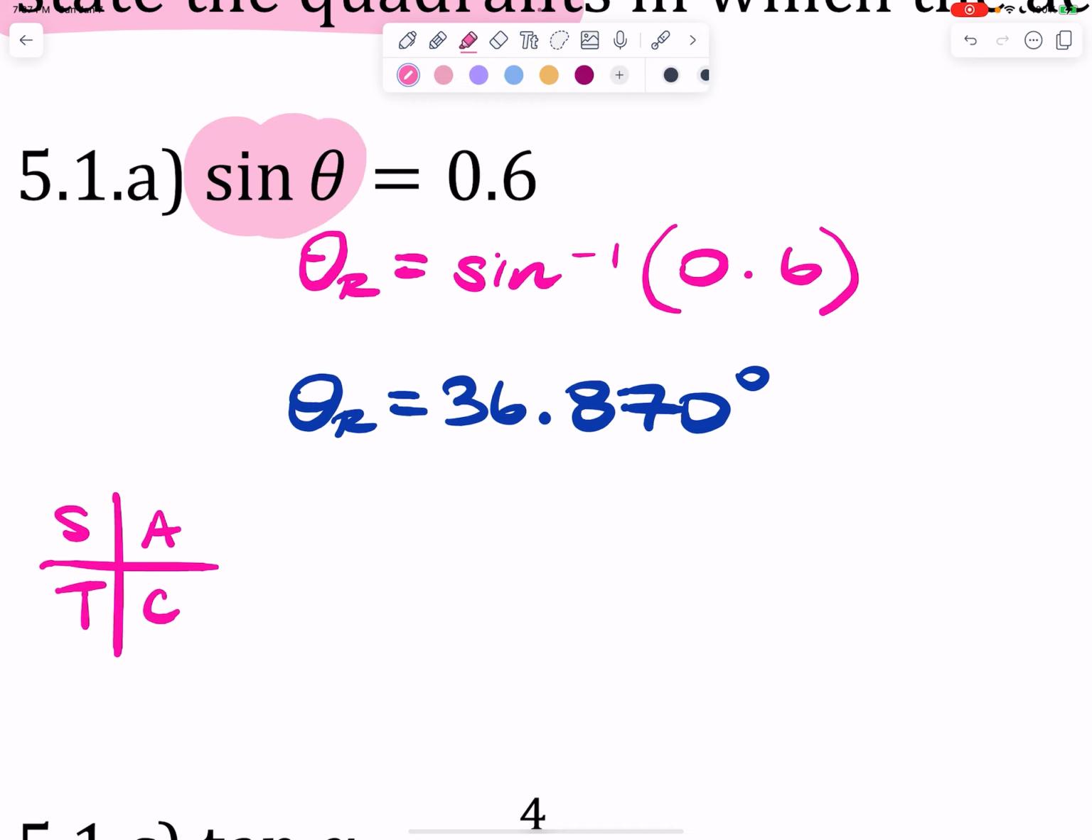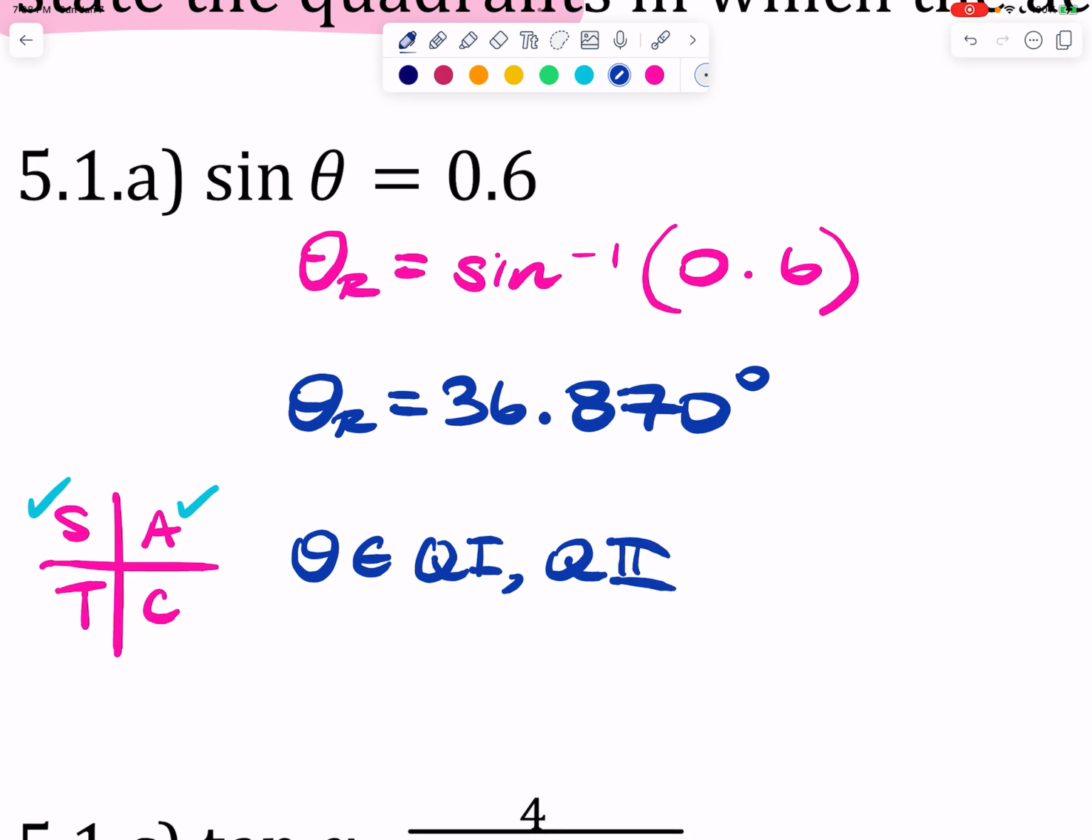We note that the sine ratio is positive 0.6. The sine ratio is positive in quadrant 2 and quadrant 1. All are positive in quadrant 1, only sine is positive in quadrant 2. So we can say that theta is a component of quadrant 1 or quadrant 2. And that is that one.